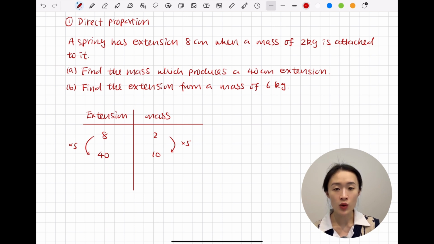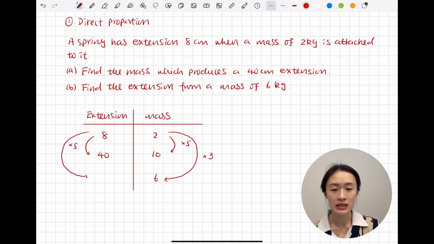Similarly, if we want to know what extension will be produced if a 6 kg mass is attached to it, to go from 2 kg to 6 kg, I'll have to multiply by 3. So then that means I'll multiply the extension by 3, and that is 24 centimeters. When one variable increases, the other variable also increases. This is called a direct proportion, and we can say E is directly proportional to M.